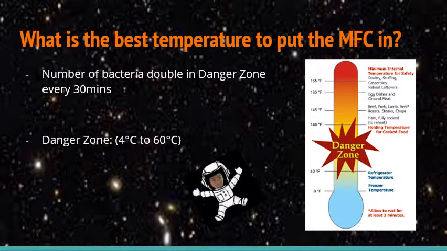I learned that bacteria double in population every 30 minutes in the danger zone. I found this information from the United States Department of Agriculture. This zone ranges from 40 degrees Fahrenheit to 140 degrees Fahrenheit, which is the same as 4 degrees Celsius to 60 degrees Celsius.